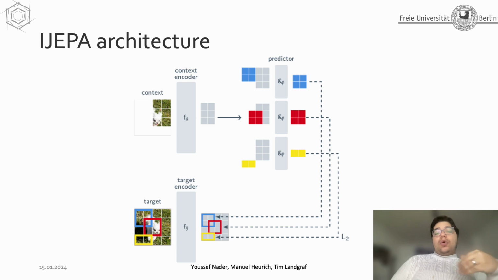And we're operating in the representation space. So when we compare the output of the predictor to the output of the target encoder, we are comparing representations. We're not comparing pixel values.